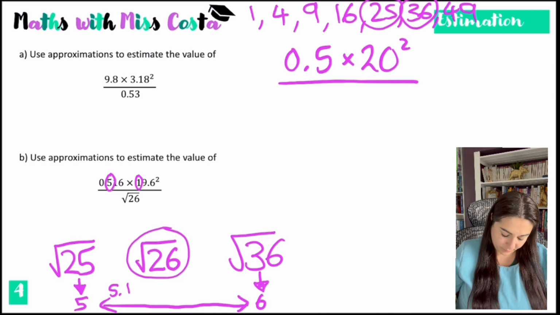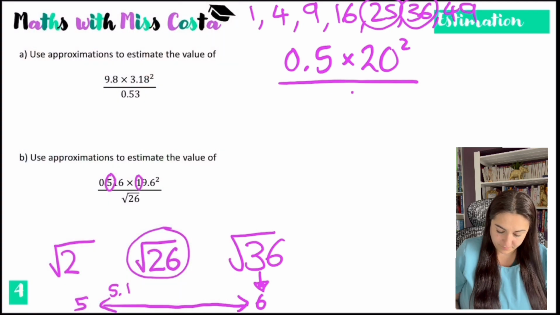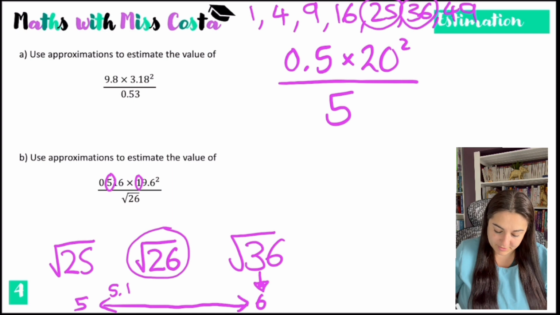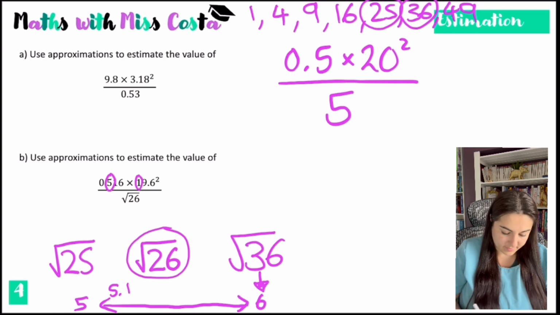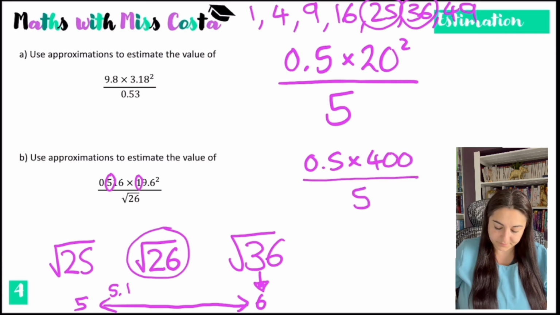So the square root of 26 is closer to 25, but because I'm being asked to estimate the value, I would round that to the square root of 25, which is 5. Okay, so 0.5 times by 20 squared, so 0.5 times by 400 divided by 5.